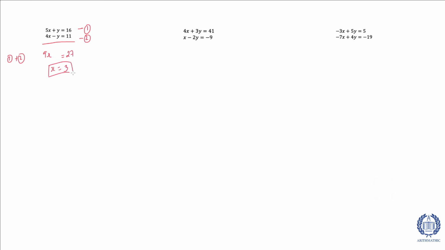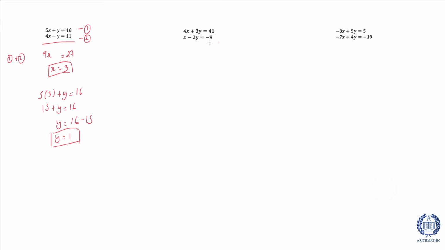Found my x value. Once you got x, put it back in equation 1 or 2. I'm going to put it back in equation 1. So 5 times 3 plus y equals 16. So that's 15 plus y equals 16. So that means y is equal to 16 minus 15. So y is equal to 1. And that should be your answer for the first one.